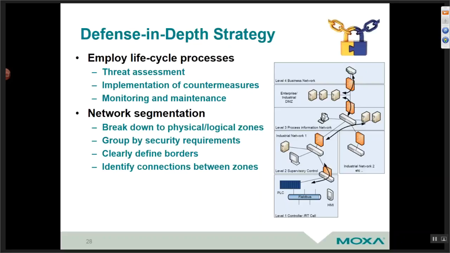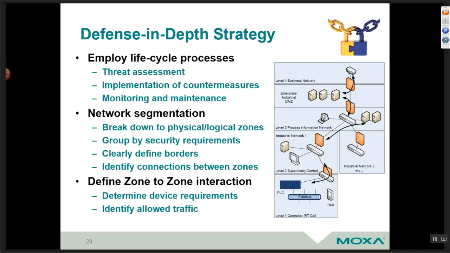So maybe there are some computers on the plant floor that need access to some data that's stored on the office floor. You can group those into logical zones by using VLANs, for example. Really make sure that those borders are clearly defined, so don't accidentally let somebody who is unauthorized be in a zone. It's always helpful to really double check those types of things.